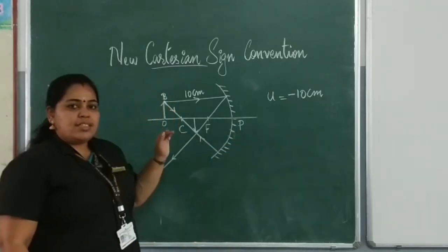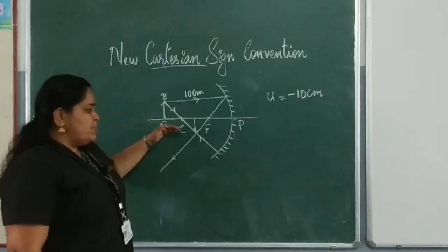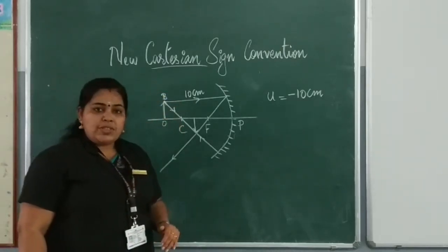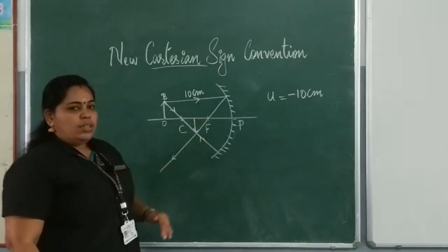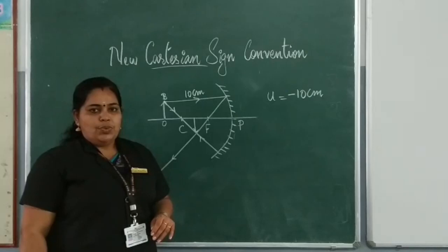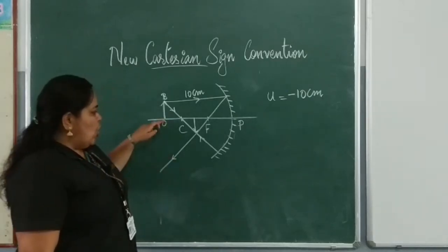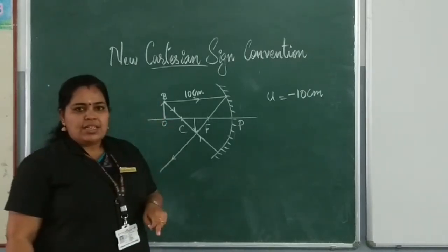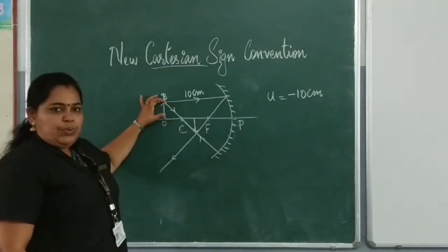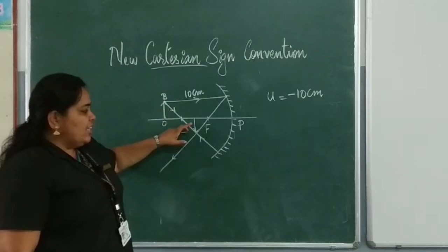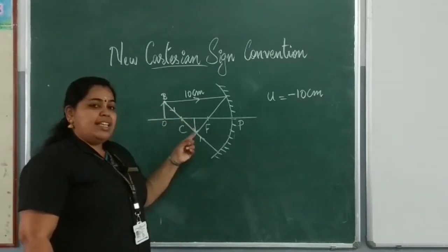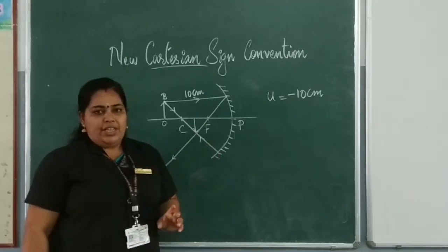Next point is distances measured upwards to the principal axis are taken as positive and those below the principal axis are taken as negative. Here the object is above the principal axis, so this height of the object is taken as positive. And here the image is below the principal axis, so we will be telling the value in negatives.